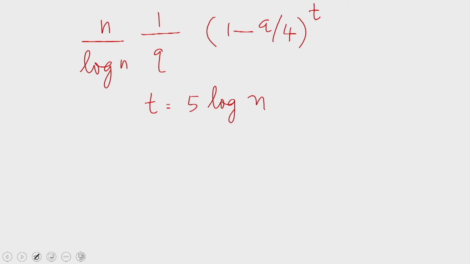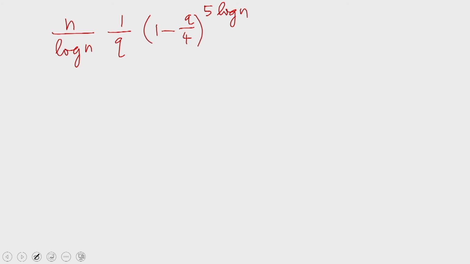We claim that after t equal to 5 log n steps, the total weight in the system will be less than n by log n times 1 minus q power log n. Once we establish this, we have achieved what we wanted. So, let us evaluate this quantity, n by log n times 1 by q times 1 minus q by 4 power 5 log n, while remembering that q is 1 by double log n.